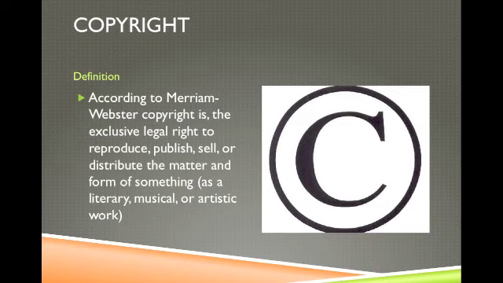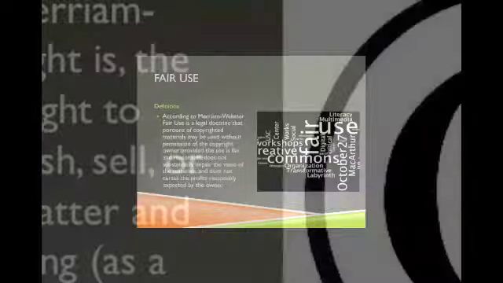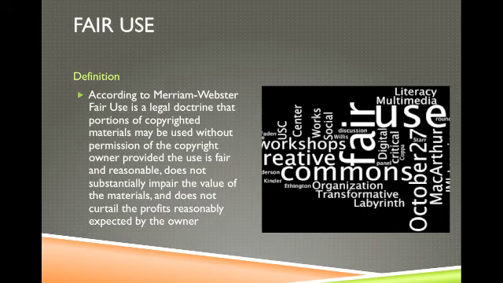In order to get something copyrighted, you must fill out documents with the United States Copyright Office. Fair use, according to the Merriam-Webster Dictionary, is a legal doctrine that portions of copyrighted material may be used without permission of the copyright owner, provided the use is fair and reasonable, does not substantially impair the value of the materials, and does not curtail the profits reasonably expected by the owner. In other words, fair use allows you to use portions of a copyrighted material. Later we will look at some of the rules of fair use.